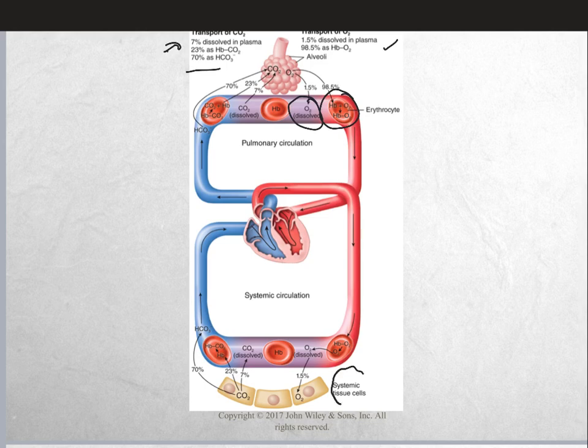We go to the systemic level and we see 1.5% that's dissolved moves out into the tissue, and then for carbon dioxide, 7% again is dissolved in plasma, 23% bound as carbaminohemoglobin, and 70% carried through the blood as bicarbonate.